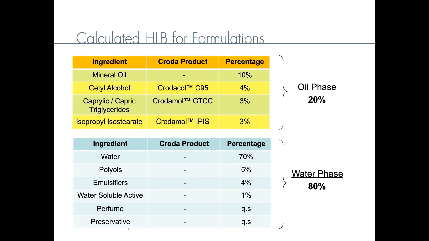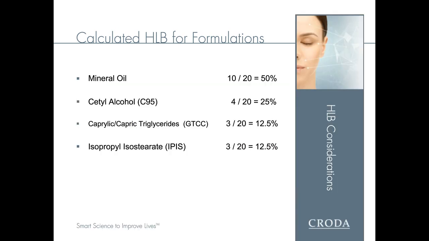From the previous slide, the percentage of mineral oil was 10, cetyl alcohol was 4, and caprylic capric triglycerides and isopropyl isostearate were 3. When added together, the total oil phase equals 20%. To find the weight percent of each ingredient, the percentage of each ingredient in the formulation is divided by the total of all oil-soluble ingredients, 20.